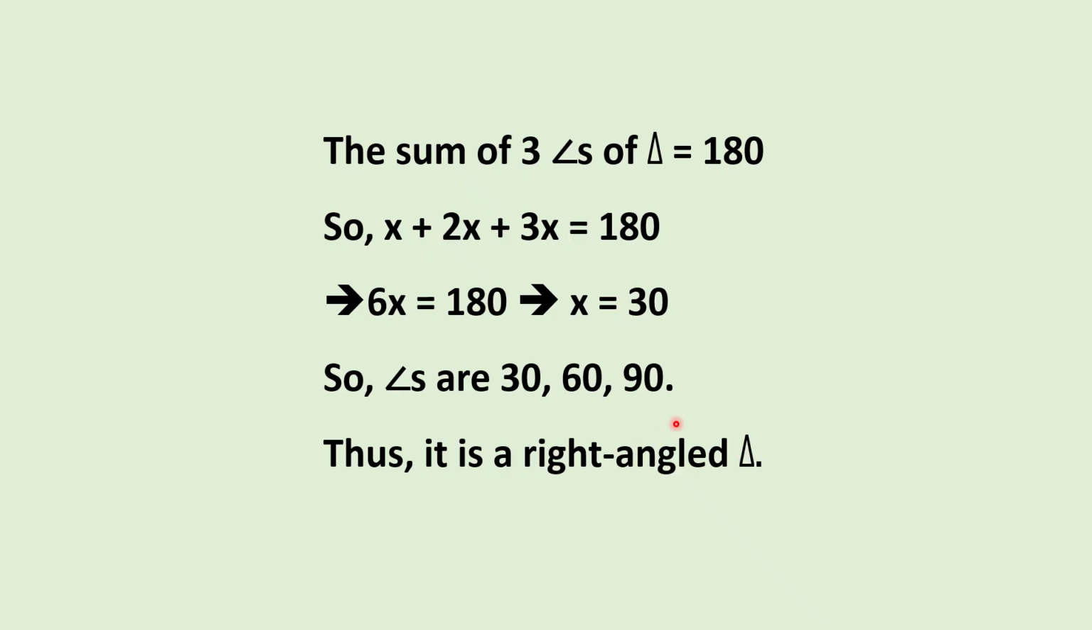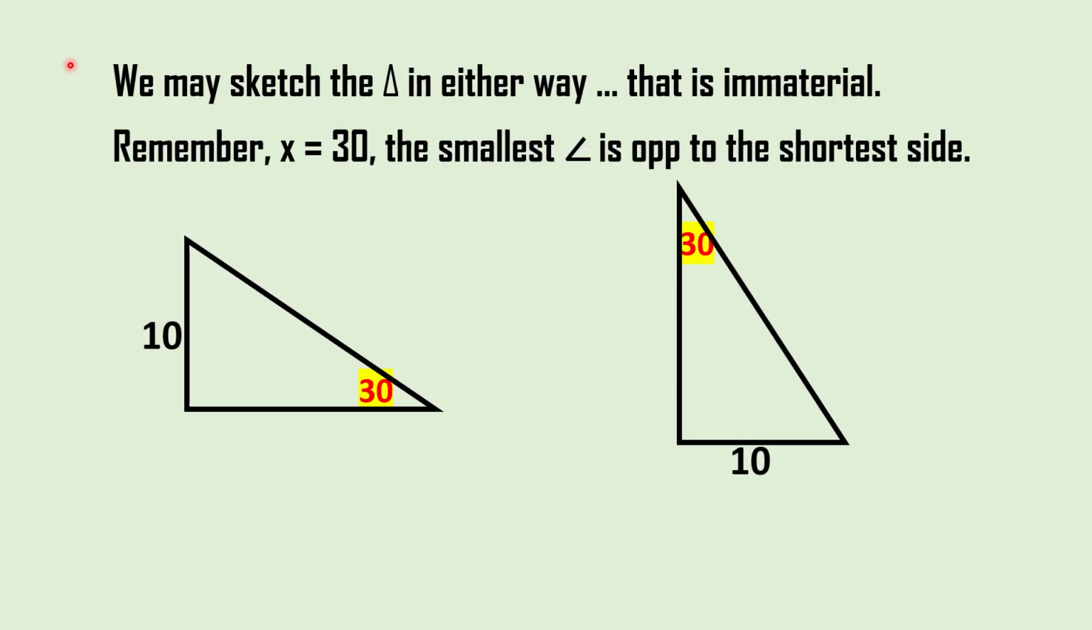In many books nowadays they write right triangle. So right triangle or right angled triangle, both mean the same thing. One of the angles is 90 degrees, so it's a right angled triangle. Now we may sketch the triangle in either way. Two ways are shown. It really makes no difference, that is immaterial.